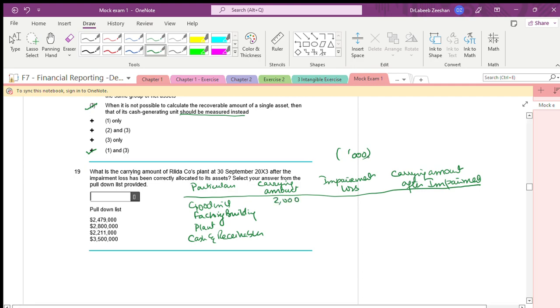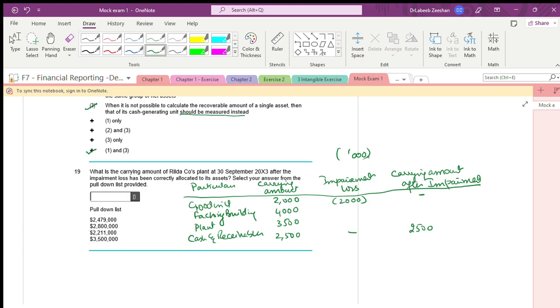2000s, 4000s, 3500, 2500. The 2500 current assets will remain the same. This will become zero. Now goodwill will become zero. What we have to do is allocate that amount between the factory building and the plant.